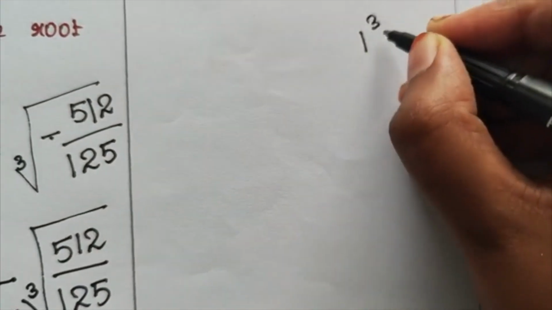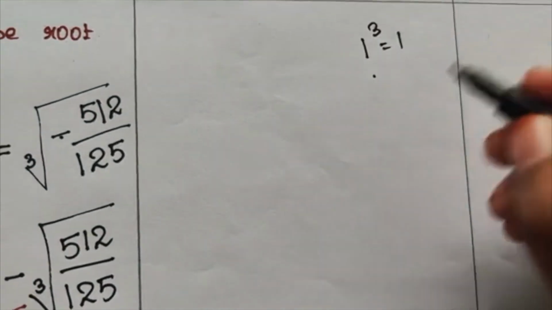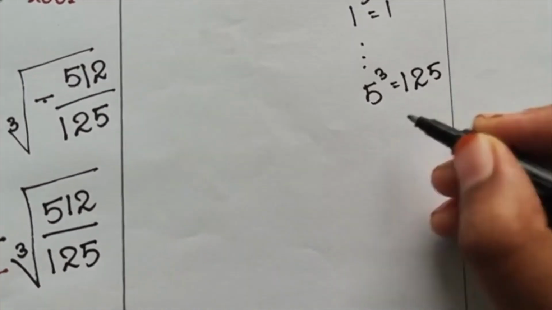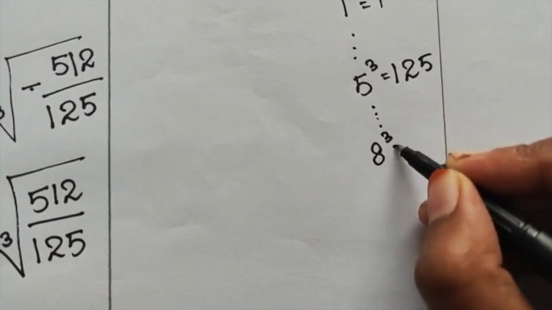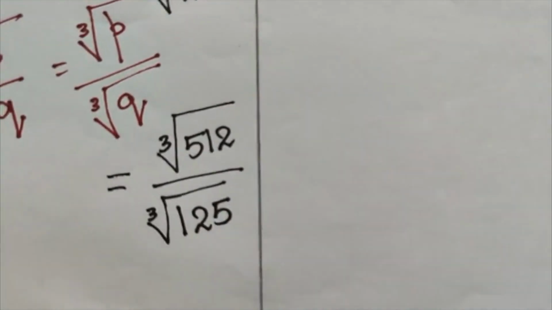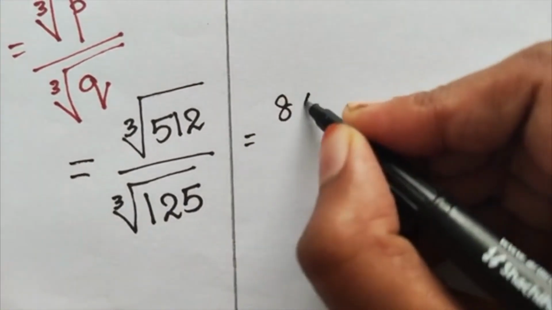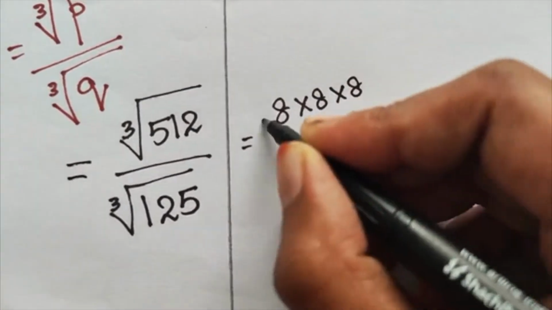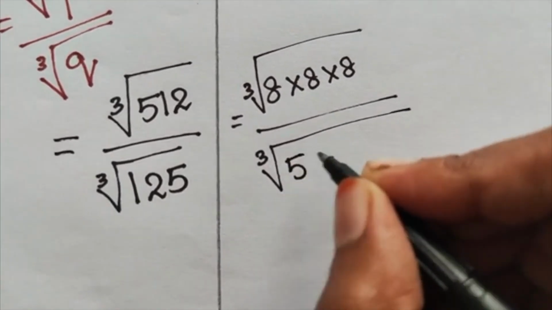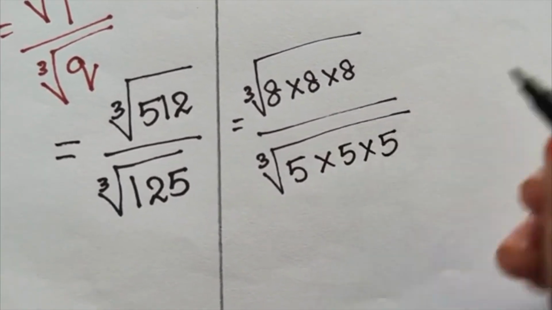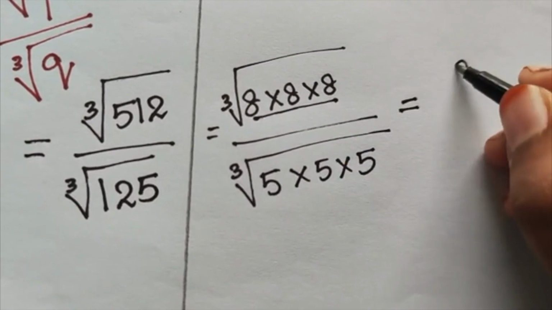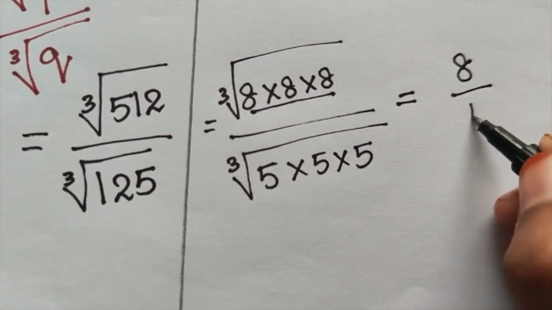So we know the cube table. In the cube table, 1 cube is 1. If we go on like this, we get 5 cube is equal to 125. In the same way, we get 8 cube is equal to 512. So we can write 512 as 8 into 8 into 8, and 125 can be written as 5 into 5 into 5. In a cube root, we can take one number from each triplet. From this triplet, I am taking 8 and from this triplet, I am taking 5.